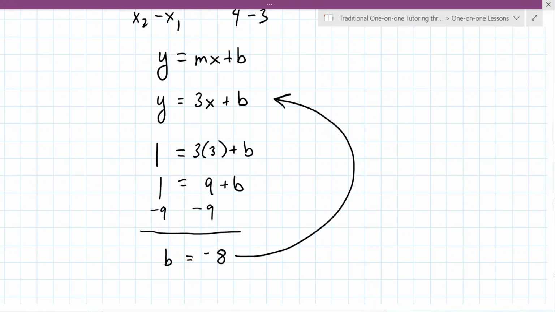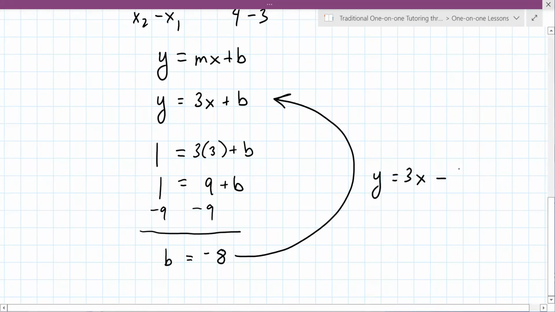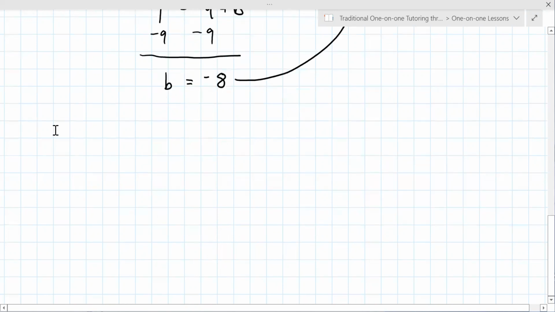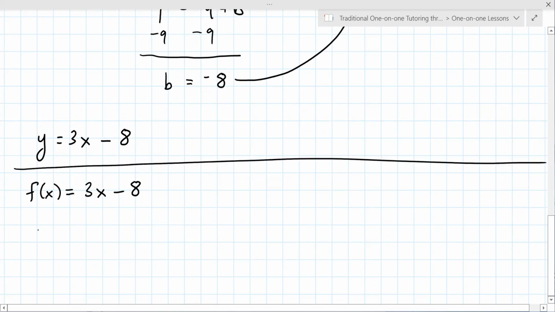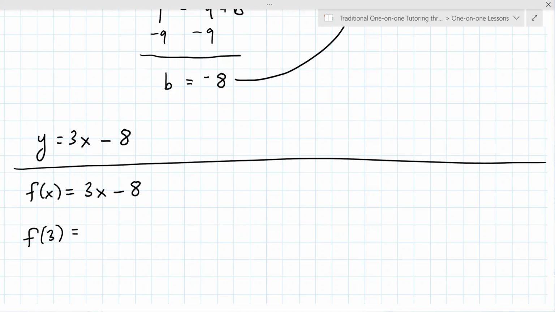Okay, so now we take that value and put it back into this equation here. So we've got y equals 3x minus 8. You get the value of b and then you put it back in the equation. Is that okay? Is that clear? Okay. All right, now y is really f of x. And then the next thing we did in all these problems last night is we did f of 3. We had to put 3 in for x.